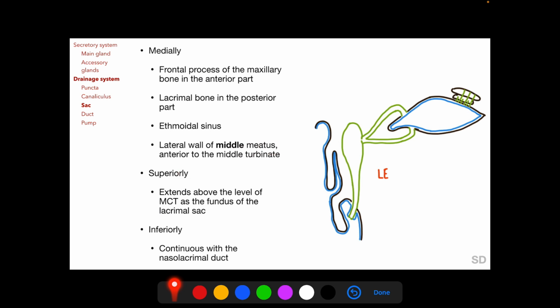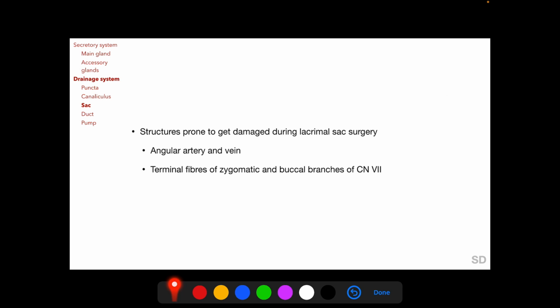Superiorly, the lacrimal sac extends above the level of the MCT and is called the fundus of the lacrimal sac. Inferiorly, the lacrimal sac is continuous with the nasolacrimal duct. Structures which are prone to get damaged during lacrimal sac surgery are the angular artery and vein and the terminal fibers of the zygomatic and buccal branches of the seventh cranial nerve.